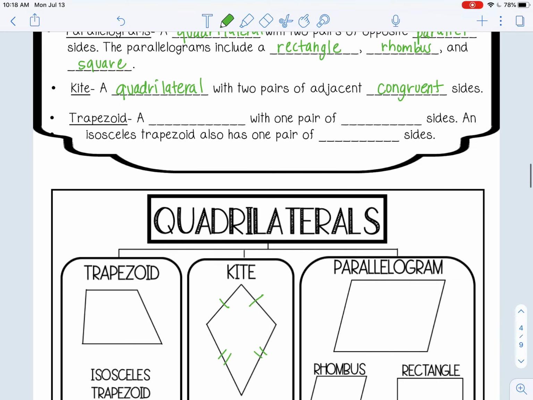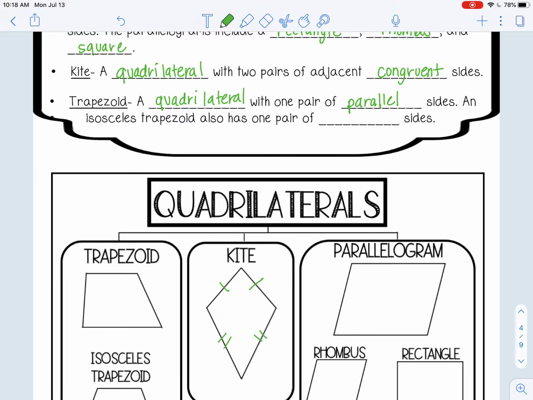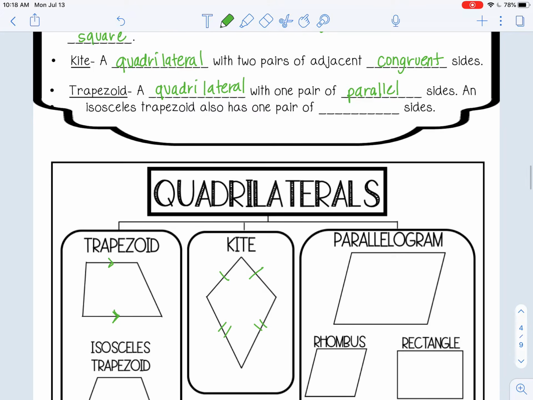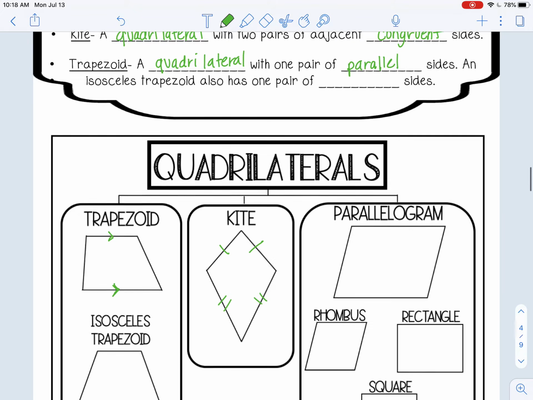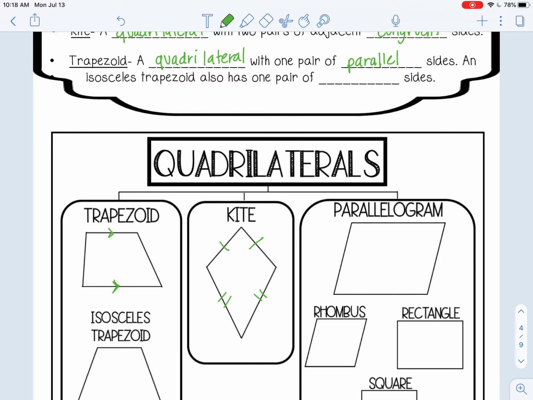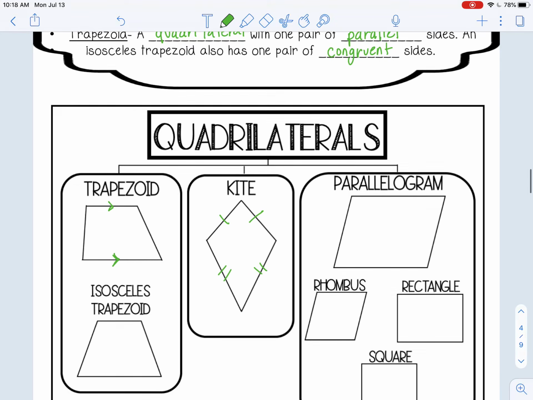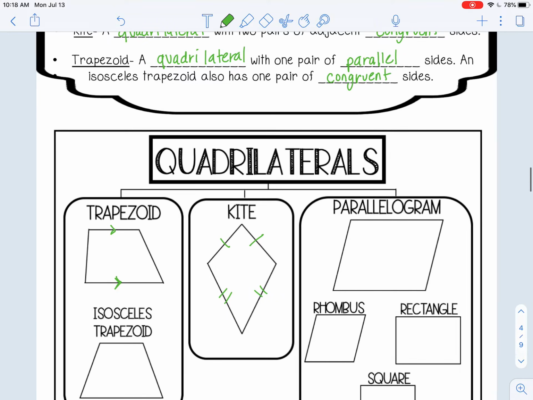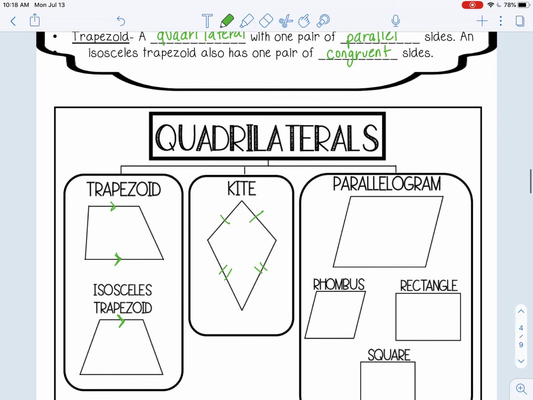congruent. And then a trapezoid is a quadrilateral with 1 pair of parallel sides. So as you can see in the picture, these would be parallel. And then there's a special type of trapezoid called an isosceles trapezoid, and it also has 1 pair of congruent sides. So here is the isosceles trapezoid. So here are the parallel sides, and then these sides are congruent.